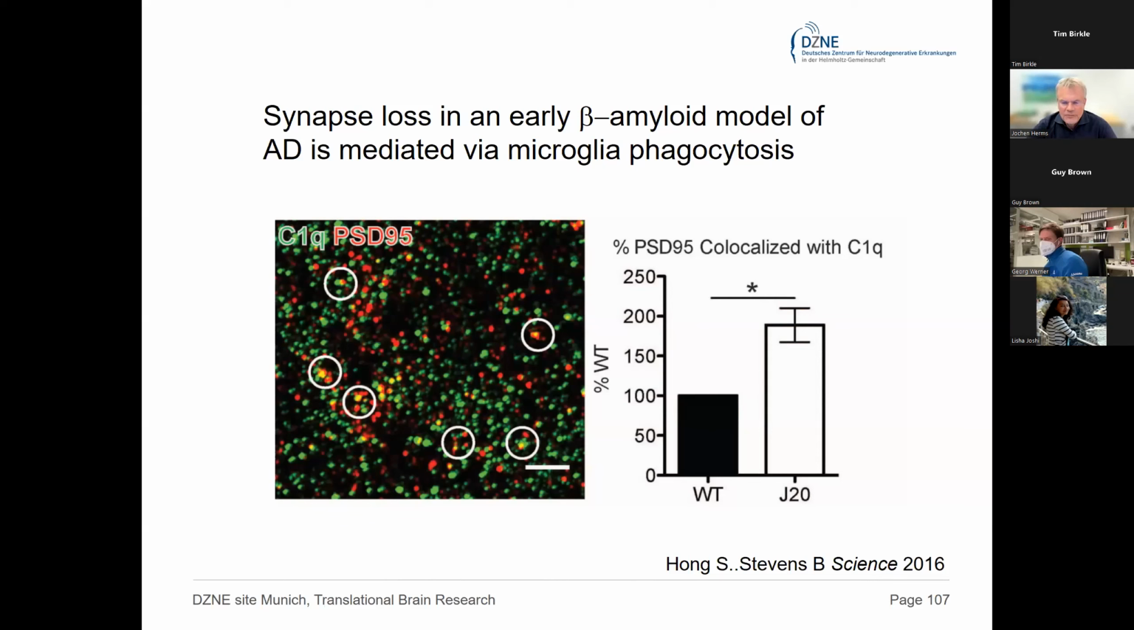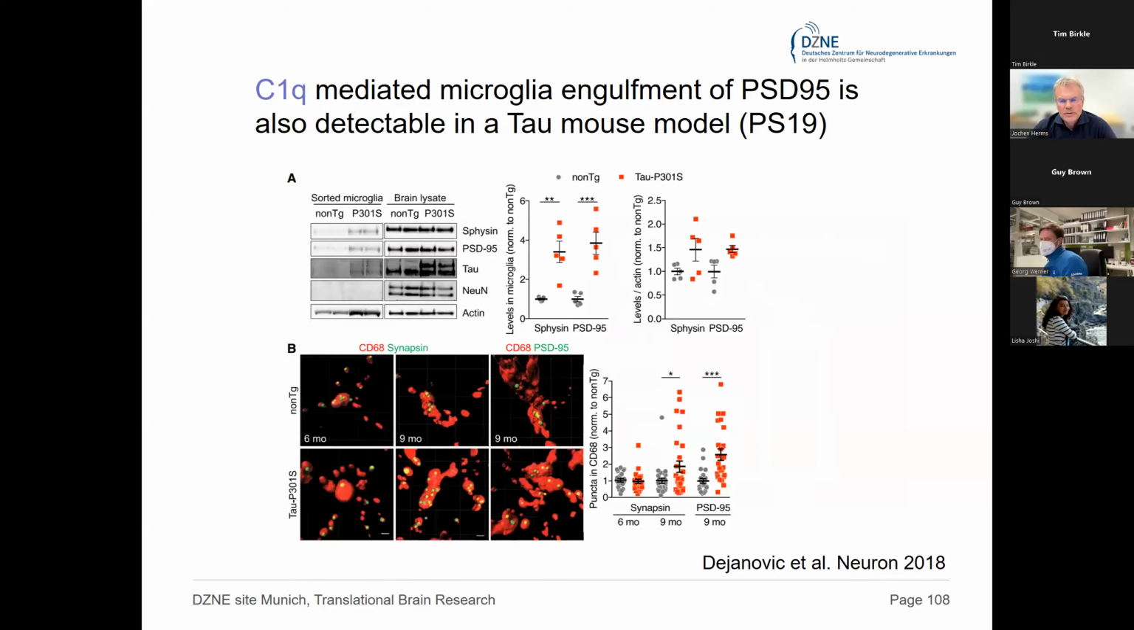However, if they knock out a protein involved in the cascade, they can rescue the synapse loss they see in this amyloid mouse model. There's also another paper showing the same thing in a tau mouse model. In the tau model, actually in the PS19, there is synapse loss taking place. And here they show that there's also C1q decoration. What this paper shows, and the other one, is that C1q decoration is involved in synapse uptake.